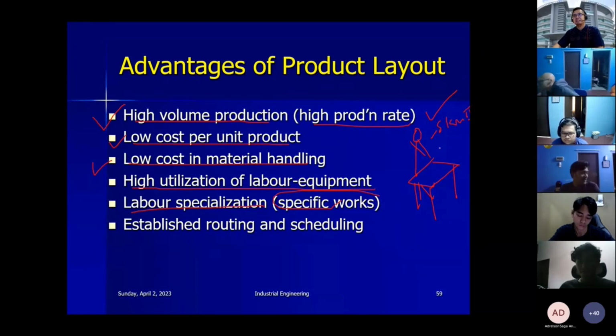But about the machining, for example, this is the machining process. This is a machine, so workers can specialize and develop expertise in this field, in this operation. So this is the advantage of product layouts. And establish routing and scheduling for this workstation. Okay, the advantages of using product layout.